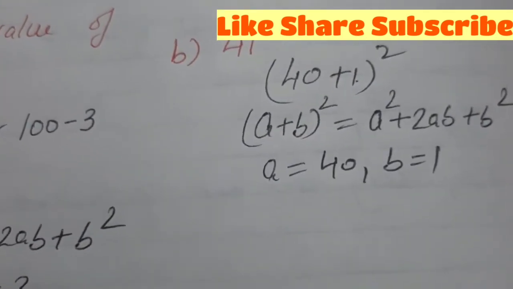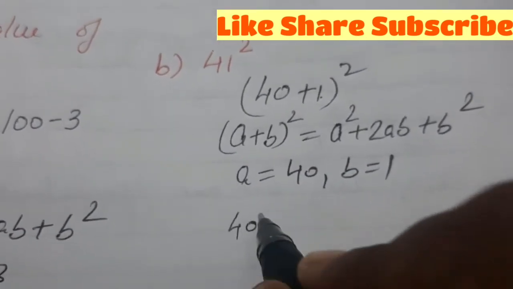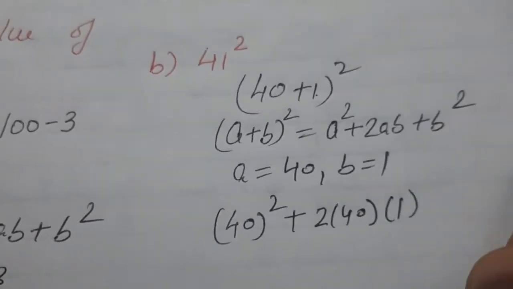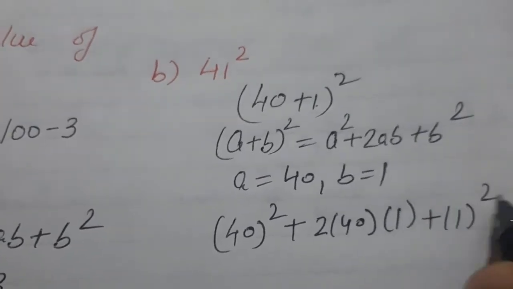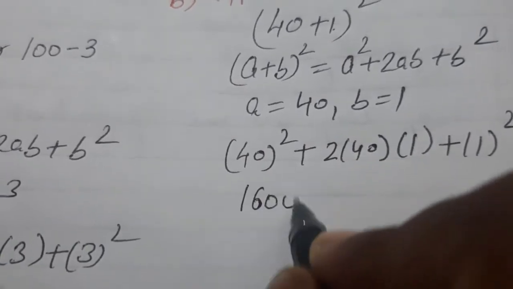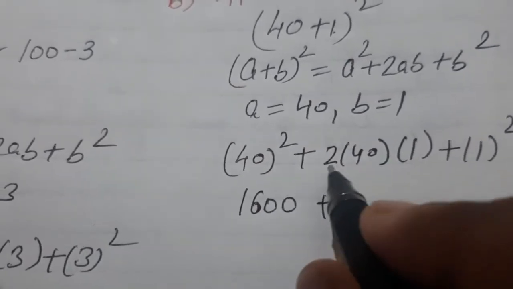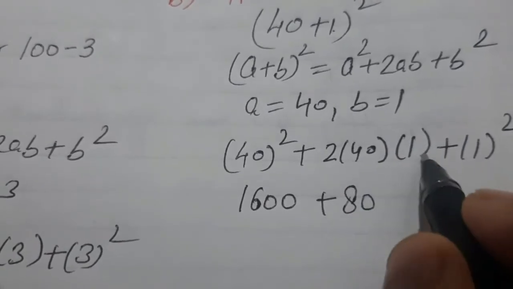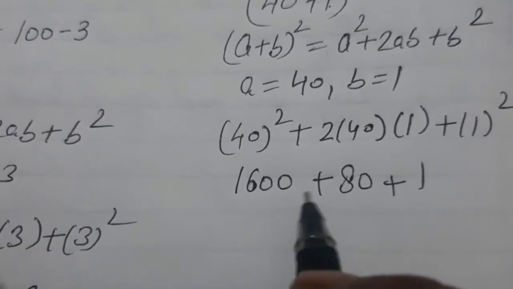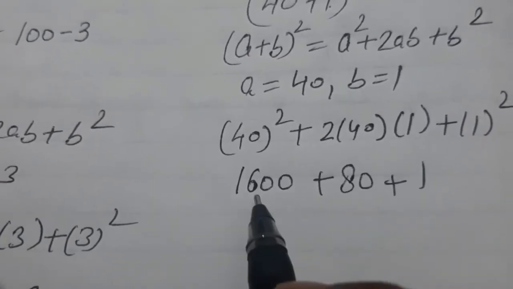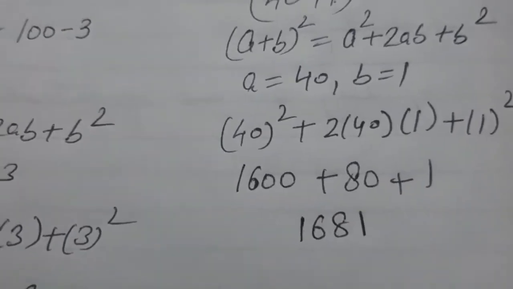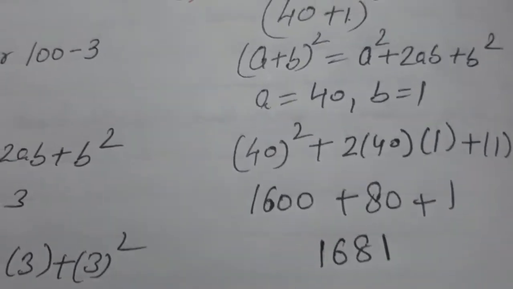So let us put the values in the right side. It will come out to be 40 square plus 2 times 40 into 1 plus 1 square. Now open the bracket, 4 4s are 16, so it will be 1600, plus 2 into 40, that is 80, 80 into 1, that is 80, plus 1. Now add all these numbers, 1600 plus 80, that will be 1680 plus 1, 1681 will be your answer.